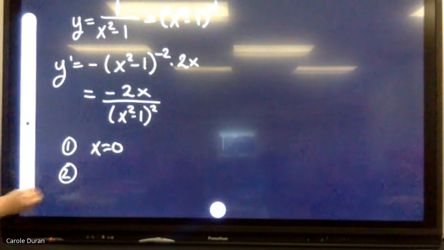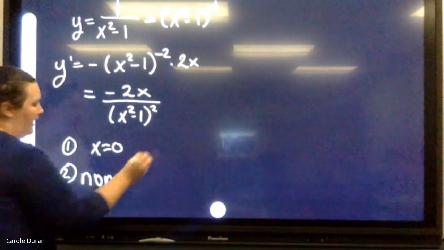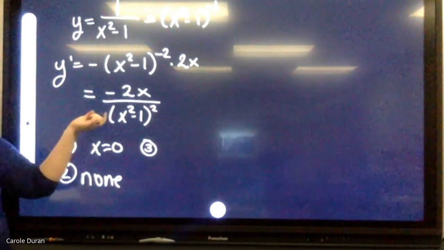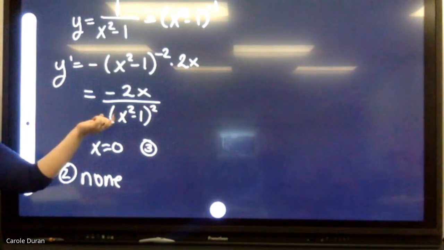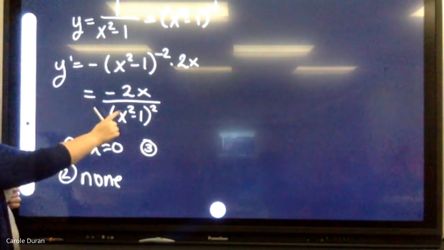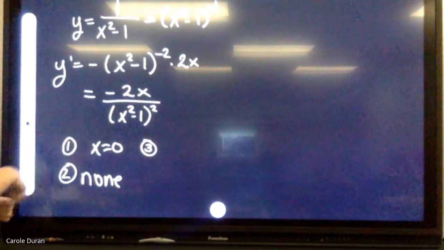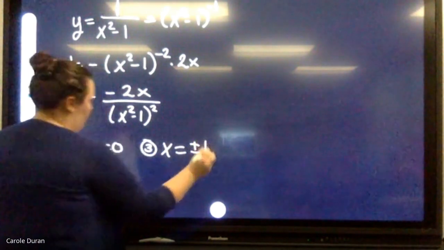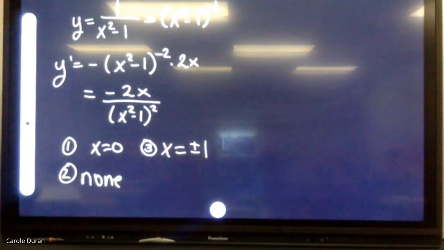And then part number 3 is what makes my derivative not exist, right? Which means it has an asymptote or a discontinuity happening. Clearly, since I have a denominator, I need to consider an asymptote. So what would make that denominator equal 0? 1 and negative 1, because negative 1 squared is 1, 1 minus 1 is 0, positive 1 squared is 1, minus 1 is 0. So I have 3 potentials here. I need to check to see which ones do or don't actually work.